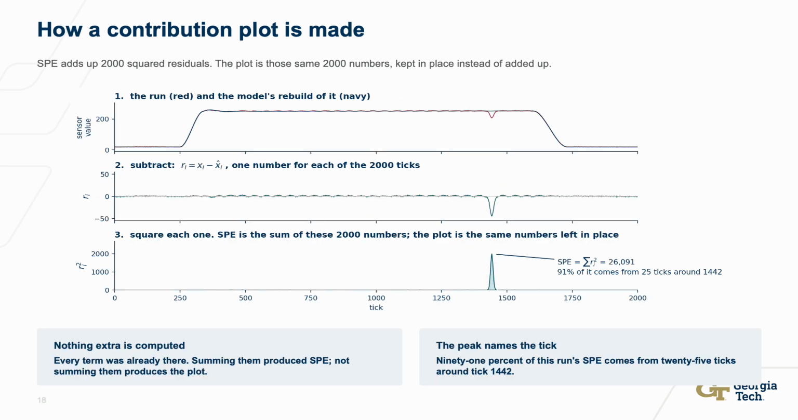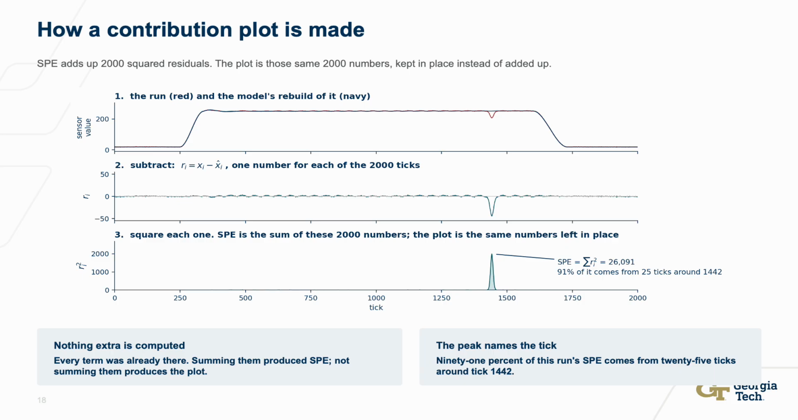This slide answers a question the last few slides earned. An alarm is a number, so where in the run did it come from? Look at what SPE actually is. It is a sum. 2000 residuals, each one squared, added together into a single total. The act of adding is what destroyed the location information, and nothing forces us to add.